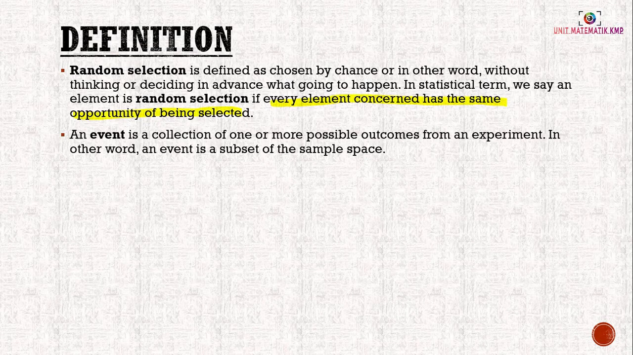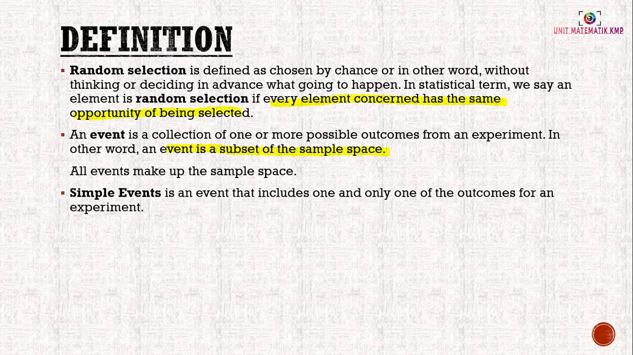Next, an event is a collection of one or more possible outcomes from an experiment. In other words, an event is a subset of the sample space. And all events make up the sample space. Okay, simple event is an event that includes only one and only one of the outcomes for an experiment. For example, when we roll a die, dia ada 6 possible simple events.